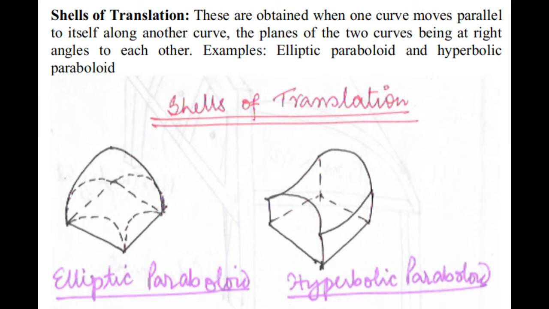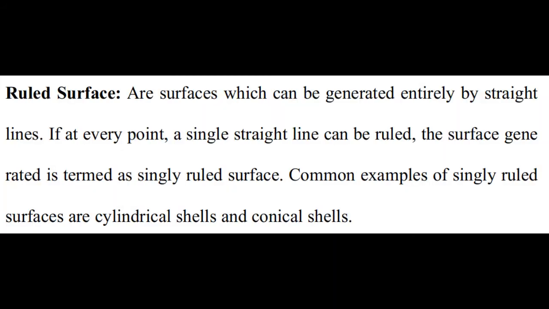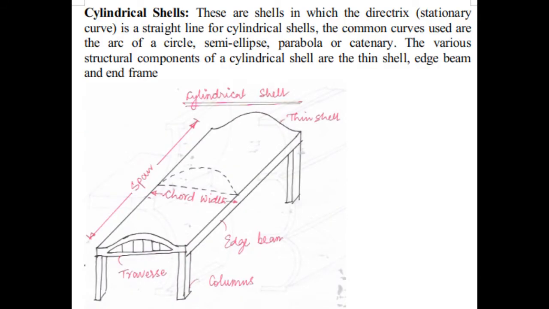Next comes the ruled surface. As I have told you, three categories: shells of revolution, shells of translation, and next is the ruled surface. Now this surface is generated by a straight line. Ruled means straight line, correct? So these ruled surfaces are generated by the straight line. At every point a single straight line can be ruled. The surface generated is termed the single ruled surface. Common examples of the single ruled surfaces are the cylindrical shell and the conical shell.